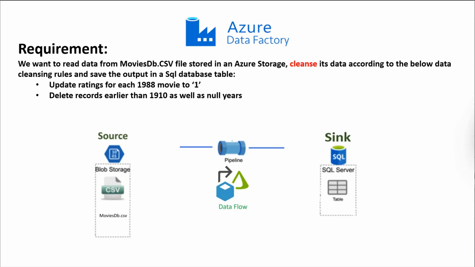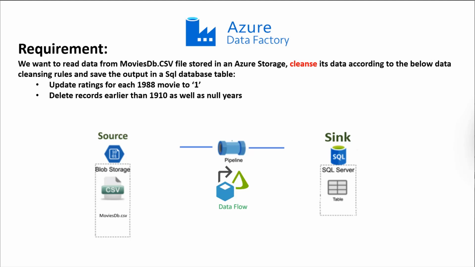We have some data cleansing rules that we want to apply on the source data, which is a CSV file called moviesdb.csv, and it's stored in a storage account. We want to update ratings for each movie that belongs to 1988, and we want to set the ratings value to 1. Also, we want to delete records earlier than 1910. And if there are any records with the null value in the years column, we want to delete those records as well.